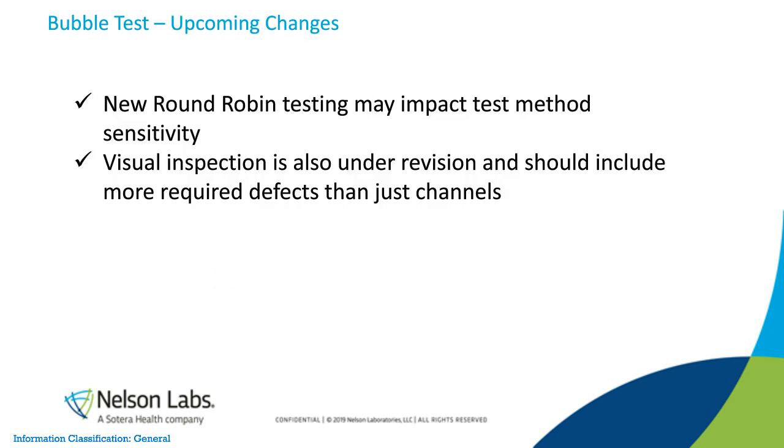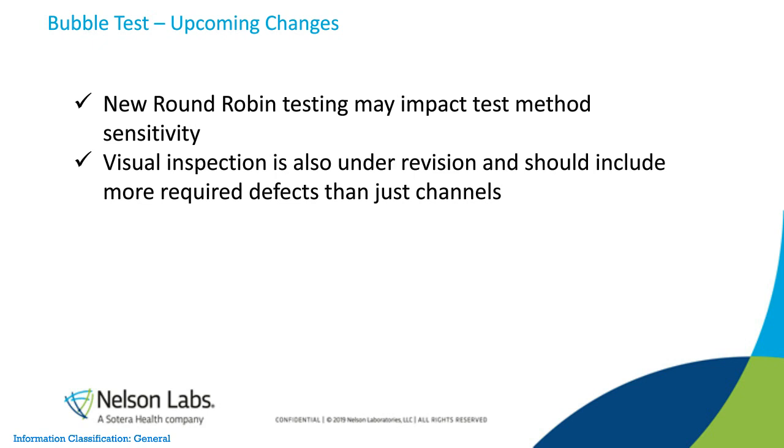There are some new things on the integrity test horizon. ASTM F2096, which is the bubble test standard, is looking at doing an entirely new round-robin test. This could have all sorts of impact depending on what the results are and how the test is set up. So we'll just have to wait and see what develops there.